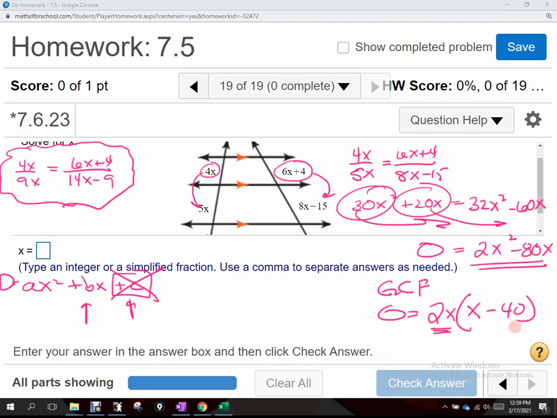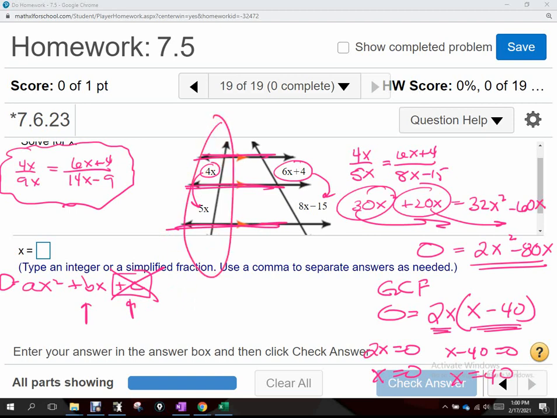So now you have two things multiplying together to give you 0. That means that one of them is 0 or the other one is 0. This one will give me x to be 0 and this one will give me x to be 40. Now, if x was 0, what would that tell you about these three lines, at least on this transversal? They would not be parallel. It would actually be the antithesis of parallel. Anti-parallel, meaning that they would intersect, right?